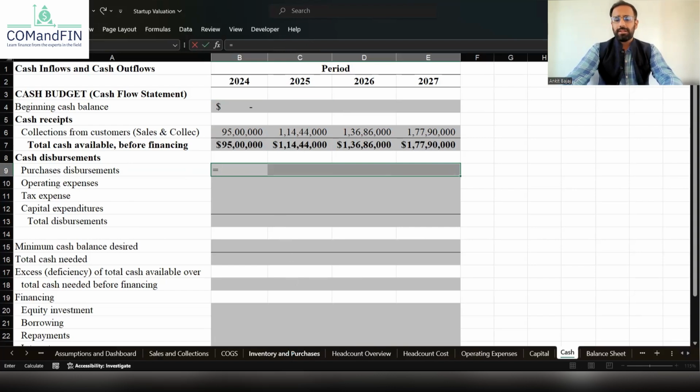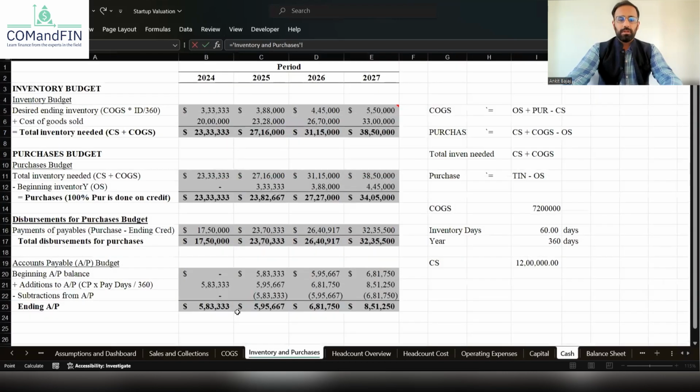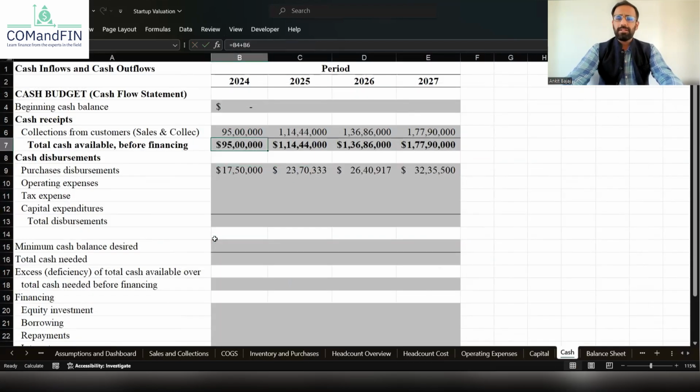So where you will get the amount of purchase disbursement, you have to go to the inventory and purchase sheet. If you go to the inventory and purchase sheet here, you will get the total disbursement for purchase, right? You will get here the amount of total disbursement for purchase. So we will select this value, right? And we will press Control Enter. So we will get how much amount you have paid for the purchase.